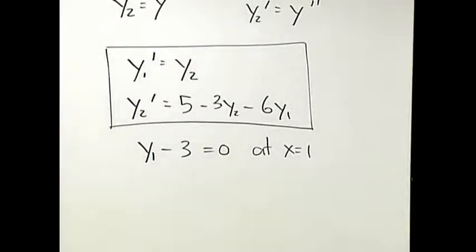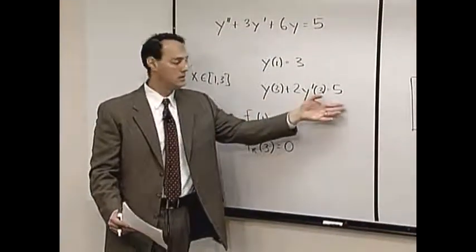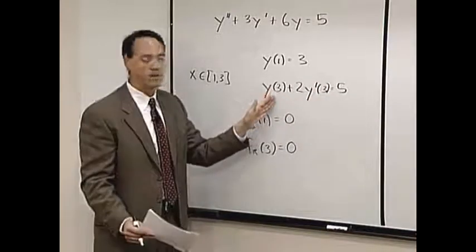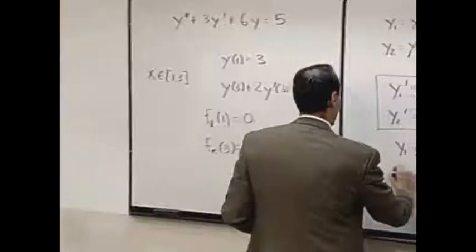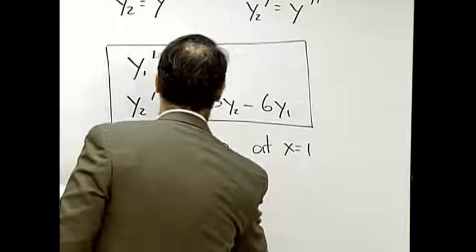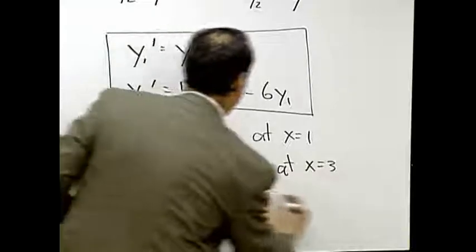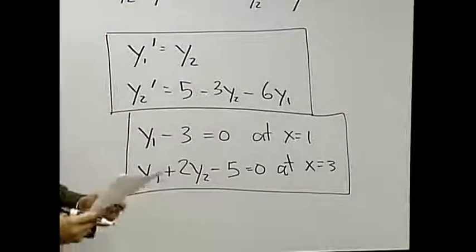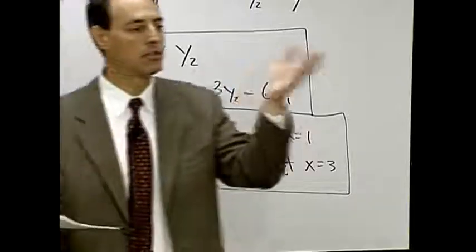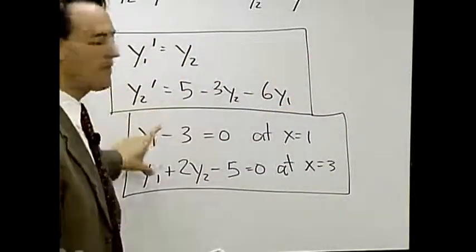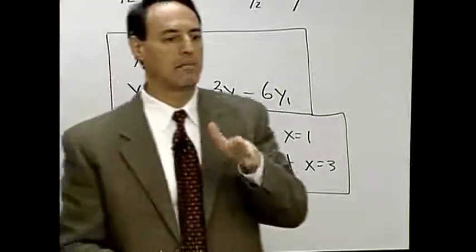The other one, if I move that over, I just move the 5 over. And what I have is y at 3 plus 2y prime at 3 minus 5 would be equal to 0. And so I know that y is y1 and y prime is y2. So what I really get there is y1 plus 2y2 minus 5 is equal to 0 at x equals 3. So I've rewritten the equation and the boundary conditions. Everything's now in terms of y1 and y2. I'm trying to satisfy this and this simultaneously.